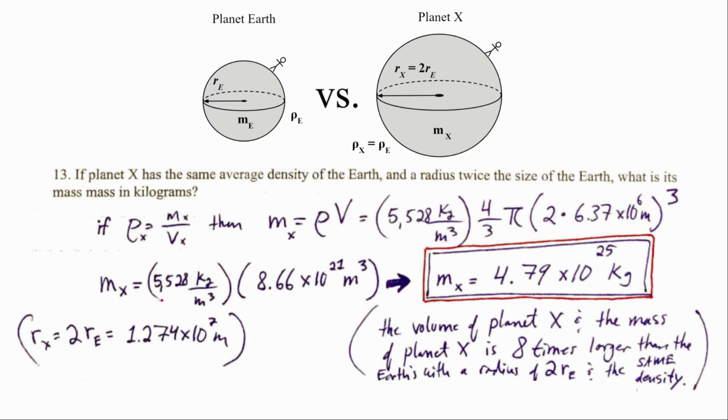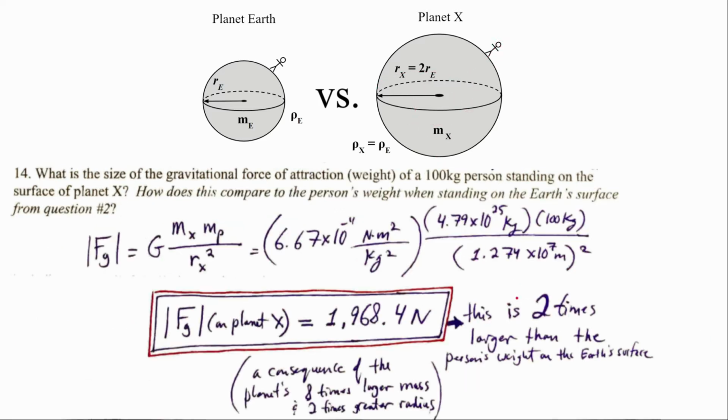So the density of planet X, 5,528 kilograms per cubic meter, times its volume, which is 8.66 times 10 to the 21st cubic meters, gives us that this planet has a mass of about 4.79 times 10 to the 25th kilograms. Okay? And now that we know the mass of planet X, we can ultimately figure out how much gravitational force of attraction exists between this person and this new planet, which now we know has this mass. So that's what we're going to do in number 14.